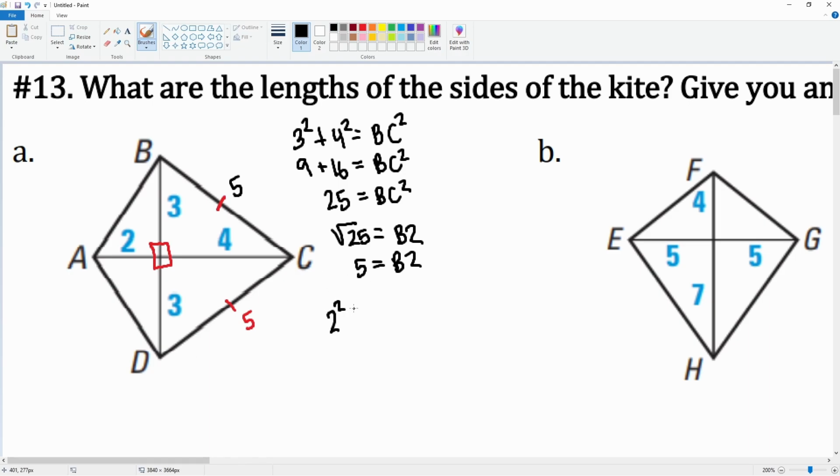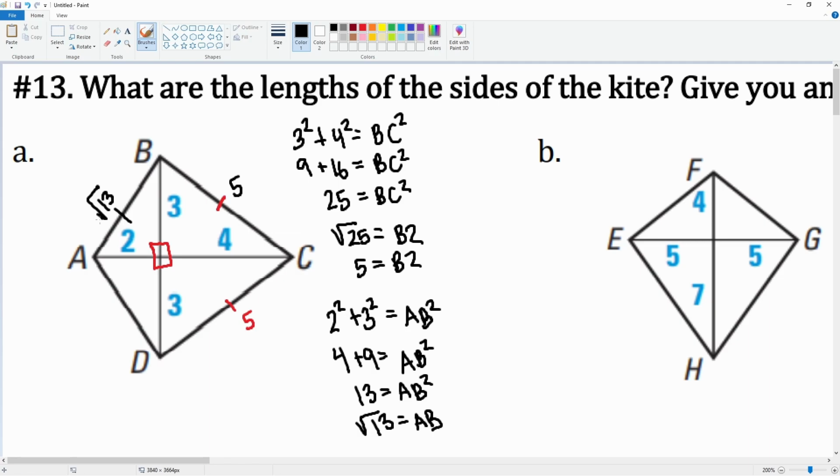So let's find the other one here. We know 2 squared plus 3 squared is equal to line AB squared. We have 4 plus 9 is equal to AB squared. This is 13, equal to AB squared. Square root both sides. Square root of 13 is equal to AB. So we can say that AB is square root 13. You could plug it into your calculator and round it to the nearest hundredth. And this is also square root 13 as well.